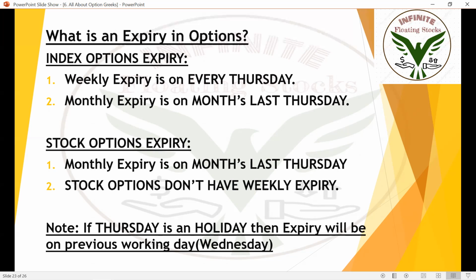In indices, Nifty and Bank Nifty will have weekly expiry and also monthly expiry. Weekly expiry is on Thursday and monthly expiry is on the month's last Thursday. If Thursday is a holiday, then expiry will be on the previous working day, which is Wednesday. The important point is that stock options don't have weekly expiries. So if you want to trade on weekly expiries, then you need to trade on index options, which means Nifty and Bank Nifty.